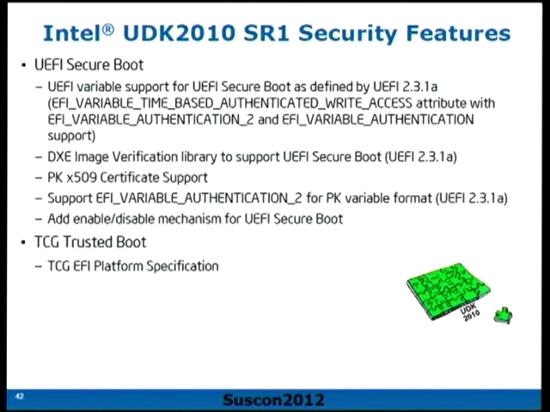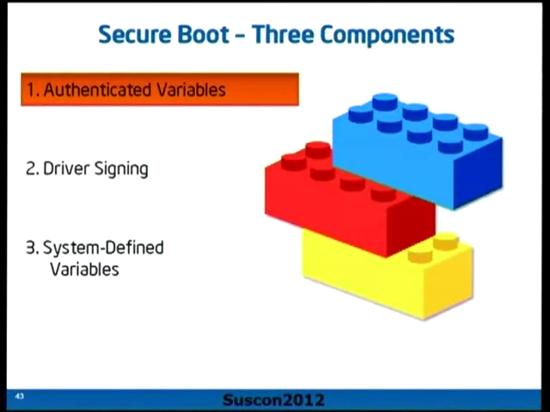And then we'll talk about UEFI Secure Boot now. So in order to have UEFI Secure Boot, you need to have 3 different components. One is some authenticated variables in the NVRAM of your UEFI system. You need to have driver signing. Obviously, your images, your grub2 OS loader needs to be signed before you transfer control to it.